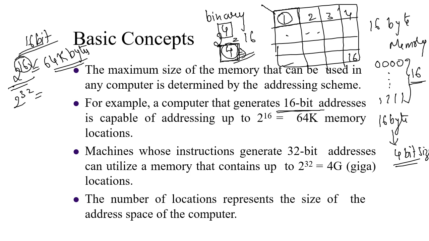Then in that case, you can interface a memory with the size of 4 gigabyte. If you want to interface a memory with size 4 giga, then you need 32-bit address lines to interface such kind of memory. So the number of locations represent the size of the address space of a computer.